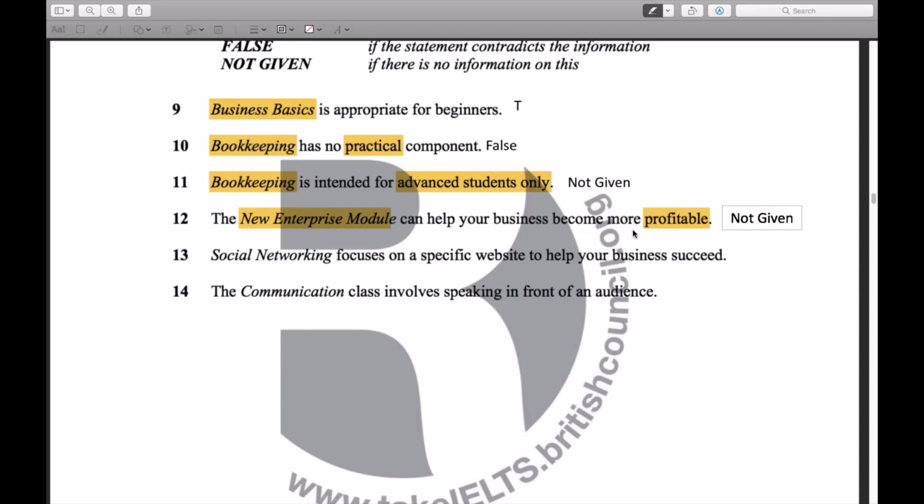No mention about it. Social networking focuses on a specific website to help your business succeed. So, the social networking course and a specific website.